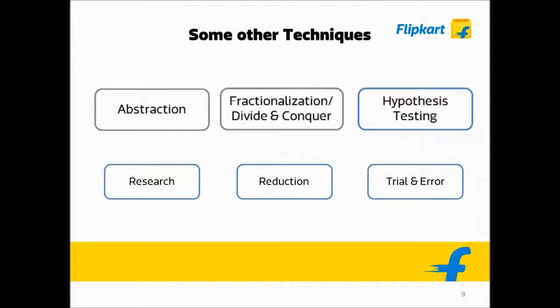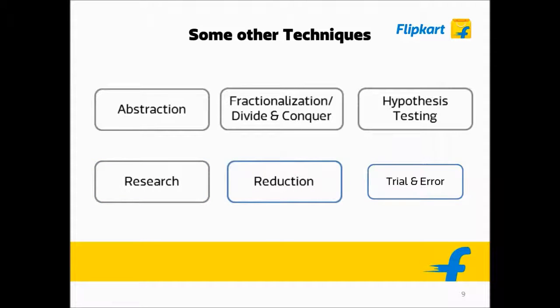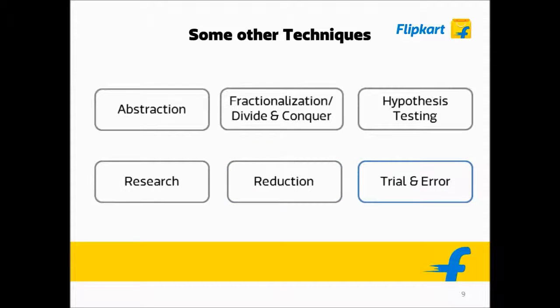Hypothesis testing is about assuming a possible explanation to the problem and trying to prove or disprove the assumption. Research is employing existing ideas or adapting existing solutions to similar problems. Reduction works on transforming the problem into another problem for which solutions exist. Trial and error is about testing possible solutions until the right one is found.